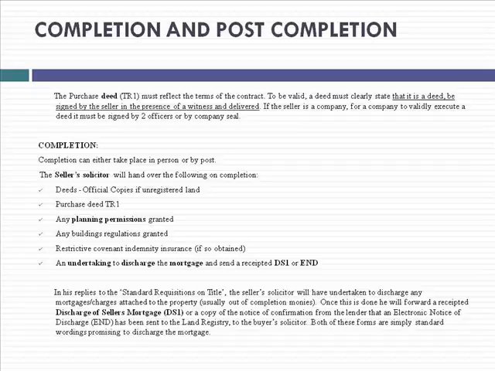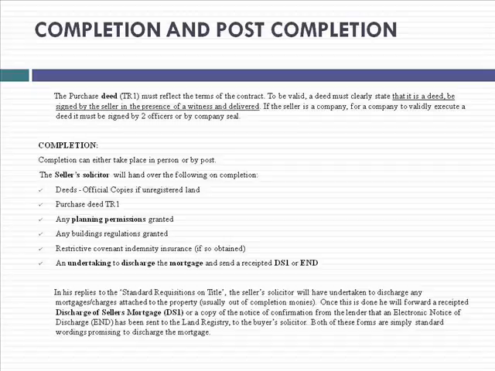The seller's solicitor will hand over the following on completion: deeds, official copies if unregistered land, purchase deed TR1, any planning permissions granted, any building regulations granted, restrictive covenant indemnity insurance, if so obtained, and an undertaking to discharge the mortgage and send a receipt, DS1 or equivalent.